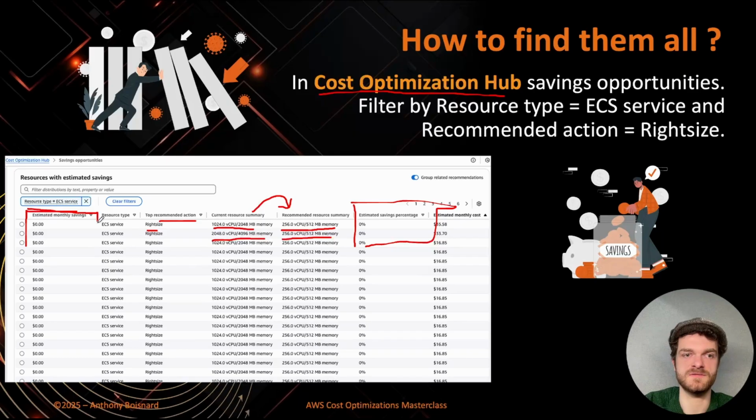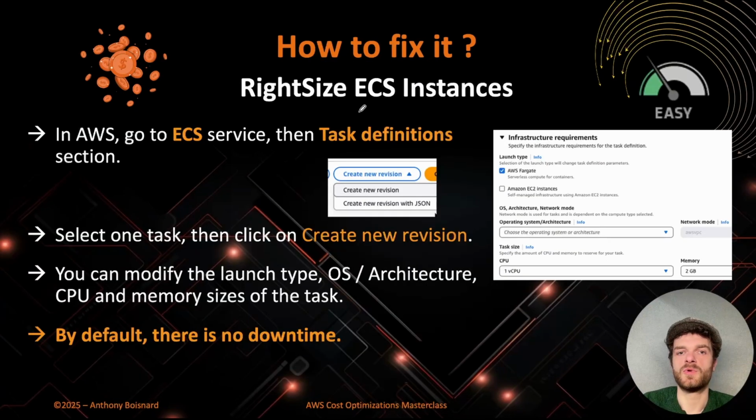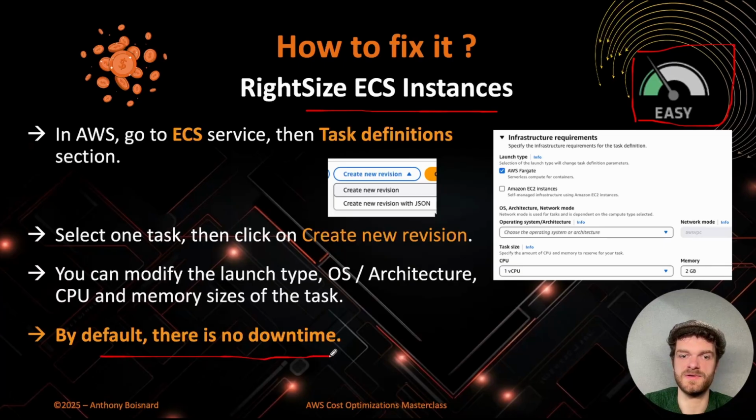And for both of those values, it's saying 0% and $0 because all my costs are currently being covered by compute savings plans. But you're still going to save money by right-sizing them. Right-sizing your ECS instances should be quite easy because of the rolling update deployment strategy, and because by default there is no downtime in that strategy.